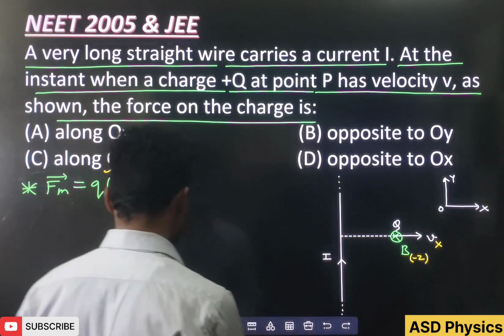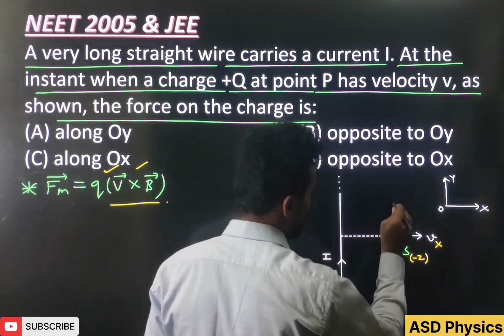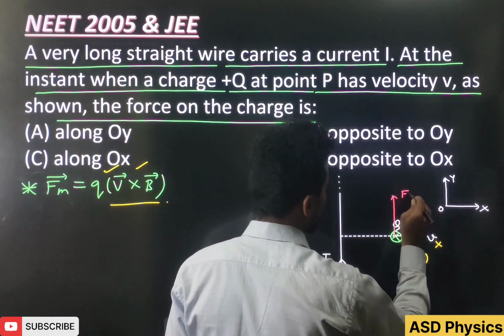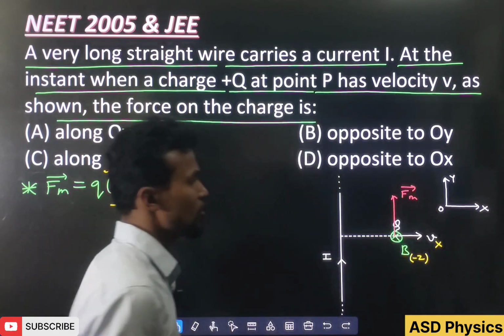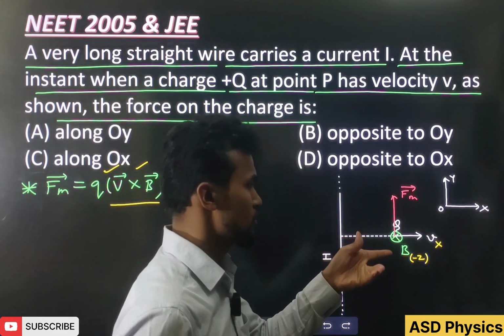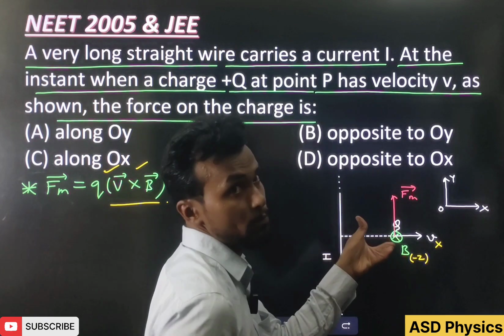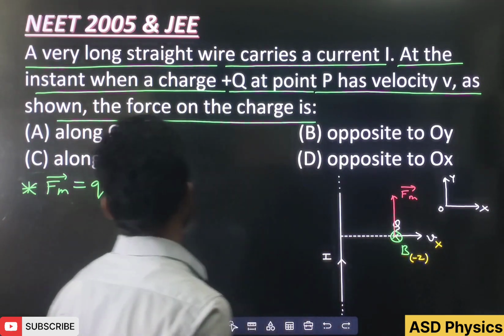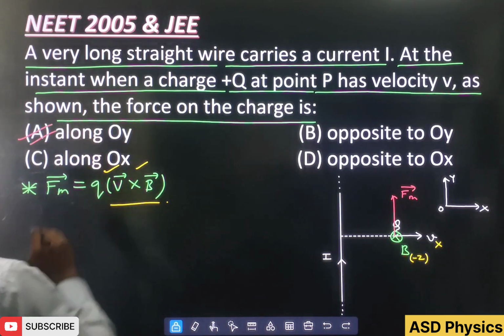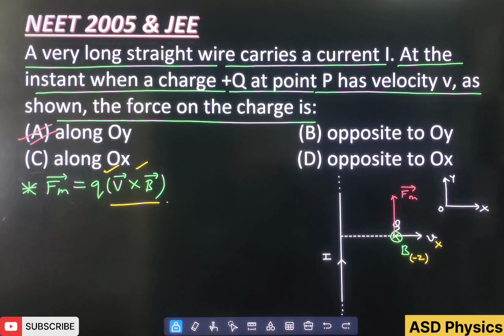So the force is along which direction? The force is in this direction. This is the magnetic force direction here. Or you can use Fleming's left hand rule also. See here, magnetic field inside, velocity this side. Here also the thumb is going upward. Fleming's left hand rule. So which direction? This is along the y direction. Basic, can you see here?